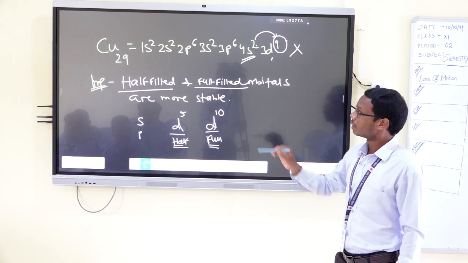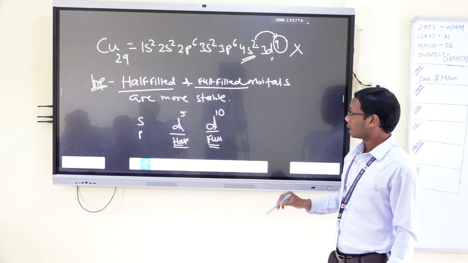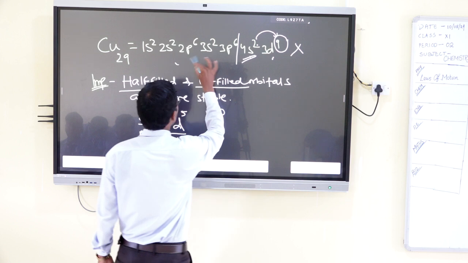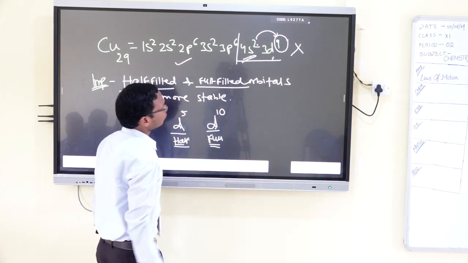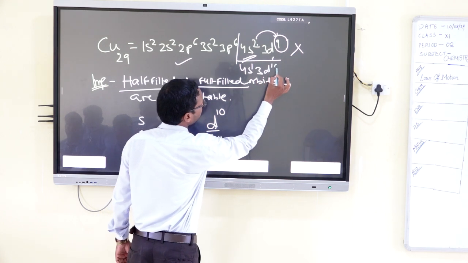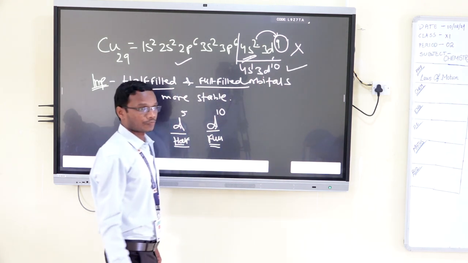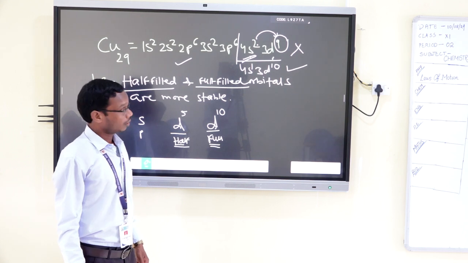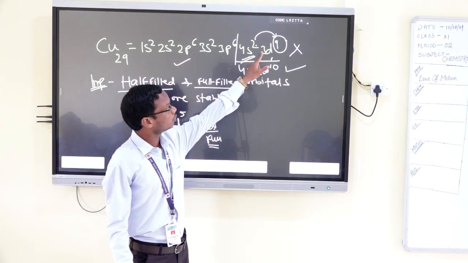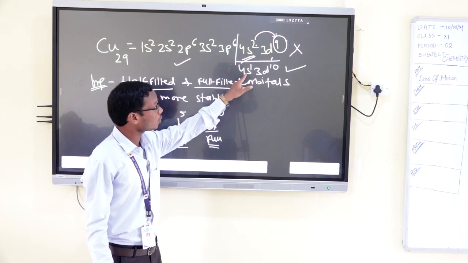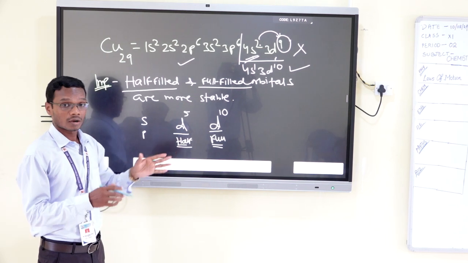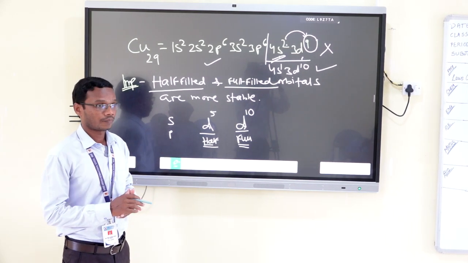If you have a question to write the electronic configuration of copper, then you have to write all these up to this, it is right. These two, you have to write 4s1 and 3d10. This is right. Understand clearly? For electronic configuration of copper, it is not 4s2 and 3d9. It is 4s1 and 3d10. Why? The rule said that half filled and full filled orbitals are more stable.